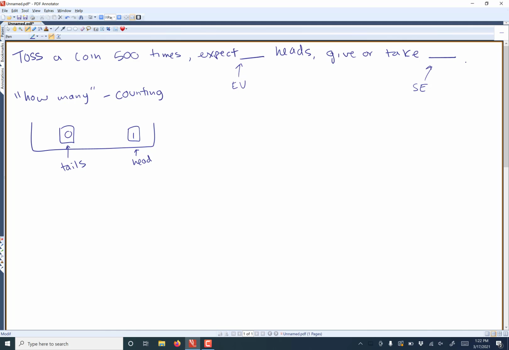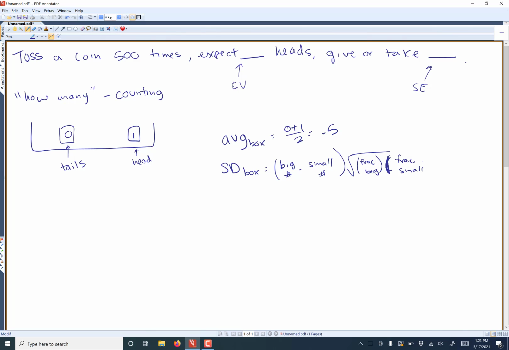Once you have a box, you need to find the average and standard deviation of that box. So the average of the box, well, it just has two values. So 0 plus 1 divided by 2 equals 0.5. The standard deviation of the box, well, we do know how to do that if we only have two numbers. We're going to do our big number minus our small number. This is our shortcut formula we really like. Times the square root of the fraction of the big number, oh, not minus, times the fraction of the small number. Just make sure you use enough parentheses.